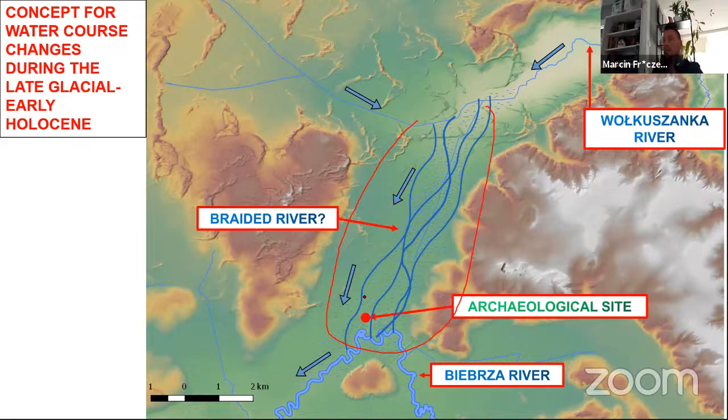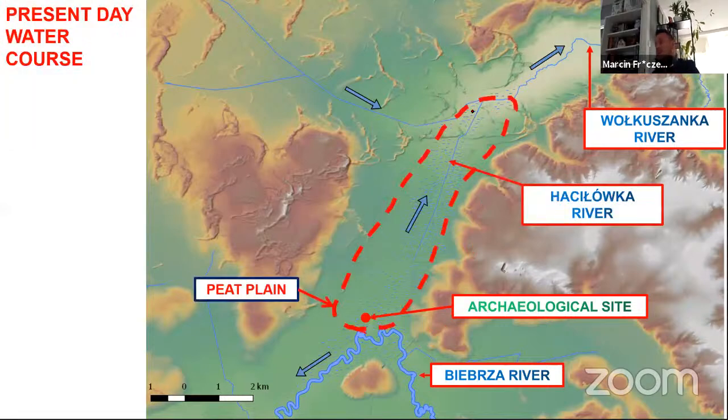some abandoned channels also in the eastern part. So this could be the braided river. We need to check it, because in the present day situation, the Haciłówka flows to the Volkuszanka, so there are no connections, only some drainage system. So maybe in the past this was part of the braided river system, but unfortunately, due to this high groundwater, we weren't able to do any new boreholes in this area.